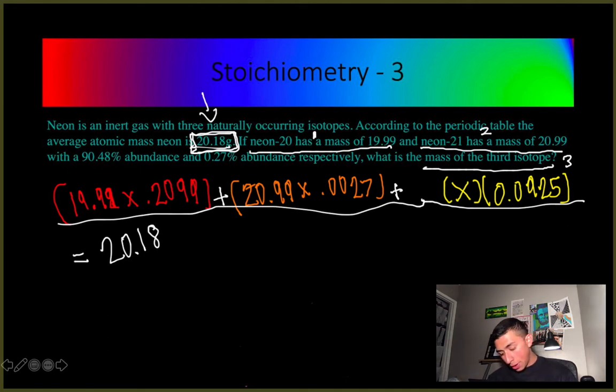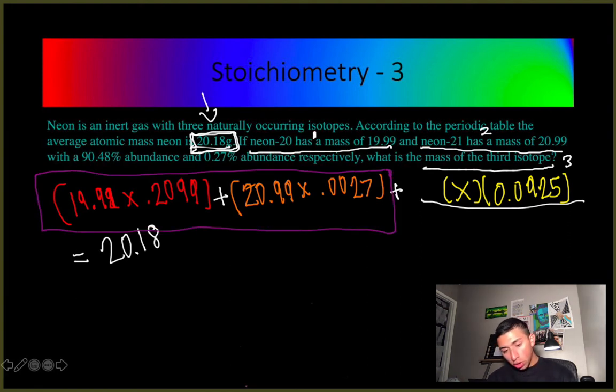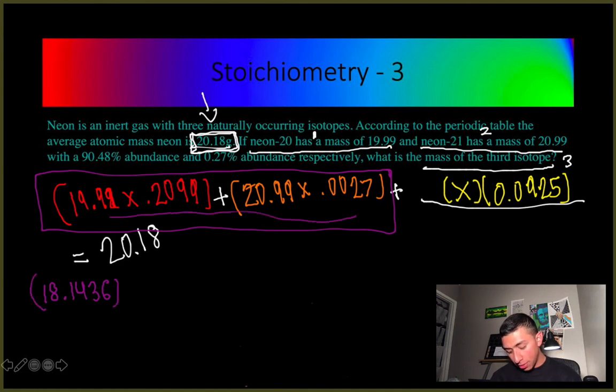Once you add up these two, so moving forward, once you calculate or actually solve for these here, your answer should actually be 18.1436. Sorry, I'm writing too big. I need to keep some space here. 18.1436 is the answer of this purple box here, of those two operations there.